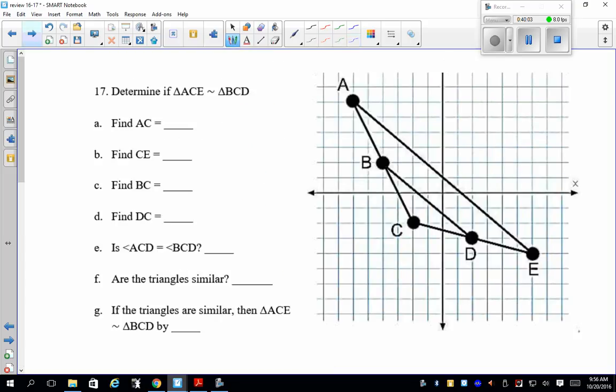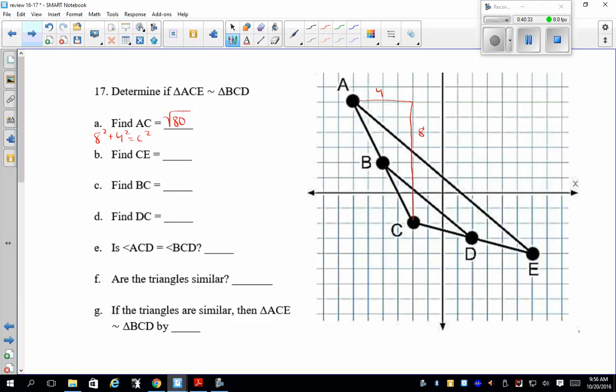Okay, next one, determine if ACE is similar to BCD. I'm going to find the distance of AC. I'm going to count how far up and over I have to go. This is 8, then this is 4. So I'm going to use Pythagorean theorem. 8 squared plus 4 squared equals c squared. And in your calculator, you should get square root of 80.